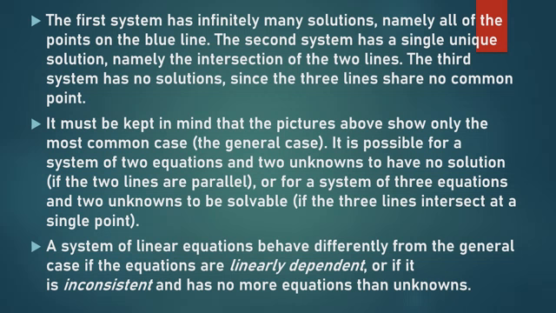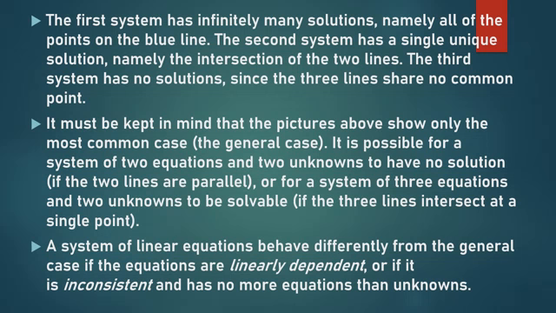The first system has infinitely many solutions, namely all of the points on the blue line. The second system has a single unique solution, namely the intersection of the two lines. The third system has no solutions since the three lines share no common point. It must be kept in mind that the pictures above show only the most common case, that is, the general case.